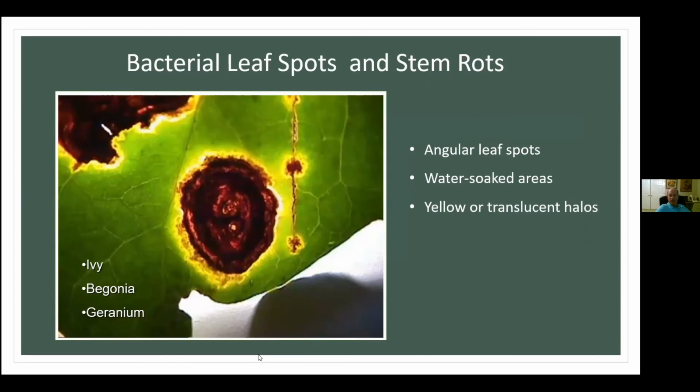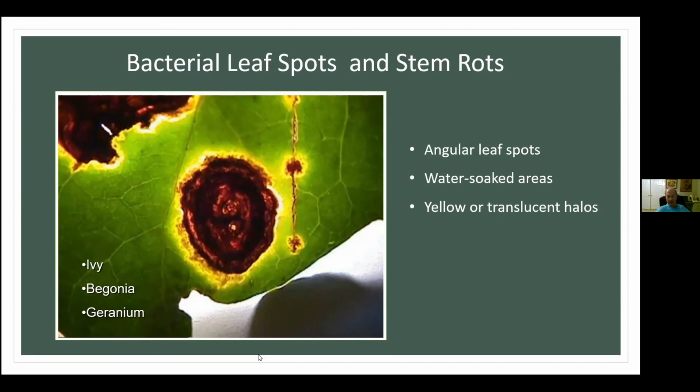All of the diseases we have looked at so far are the result of fungi. Bacterial diseases, however, can also cause leaf spots and stem rots. Bacterial leaf spot pathogens require films of water for plant entry. Fresh infections on the foliage may appear as angular leaf spots or water-soaked areas concentrated along leaf veins. These may develop into large, irregular, rotted areas with yellow or translucent halos. The spread of a lesion on a leaf may be limited by the leaf veins, giving it an angular shape.